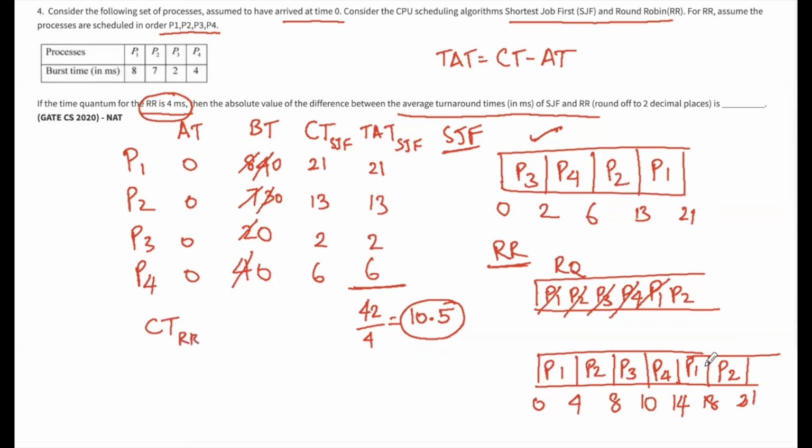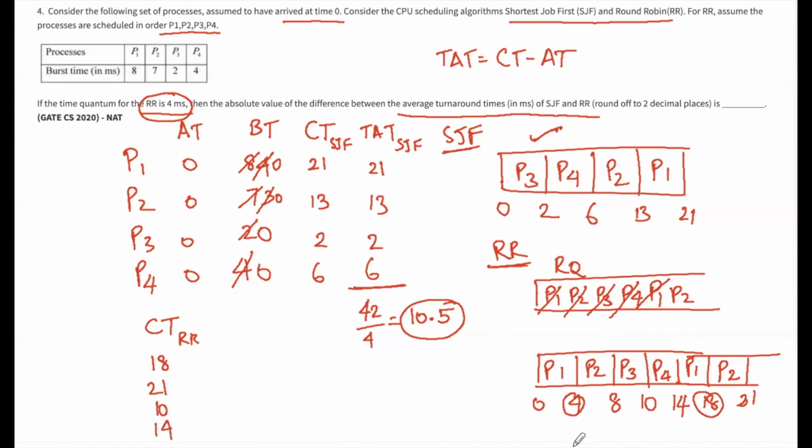So the completion time of P1 is 18 here. So you should not see 4. Okay. P1 does not complete here. P1 completes only here. It's a preemption, right? So P1 completes here only. So I have to take P1's completion time as 18 and not 4. Similarly, P2's completion time is 21. P3's completion time is 10. P4's completion time is 14.